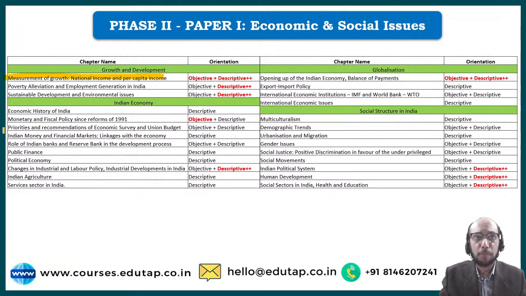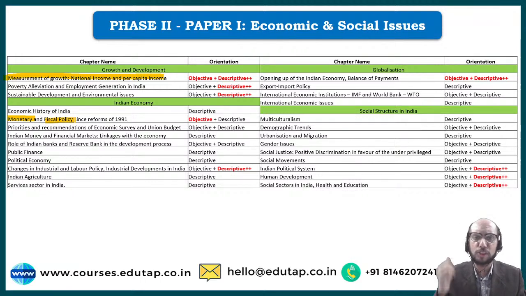Then comes your chapter on monetary policy. In monetary policy, we talk about CRR, SLR, repo rate, MSF, liquidity adjustment facility, monetary policy committee, the Urjit Patel committee, the Rangarajan committee, and how banks create credit, how the Reserve Bank of India controls credit, what is contractionary monetary policy, what is expansionary monetary policy. This is important.